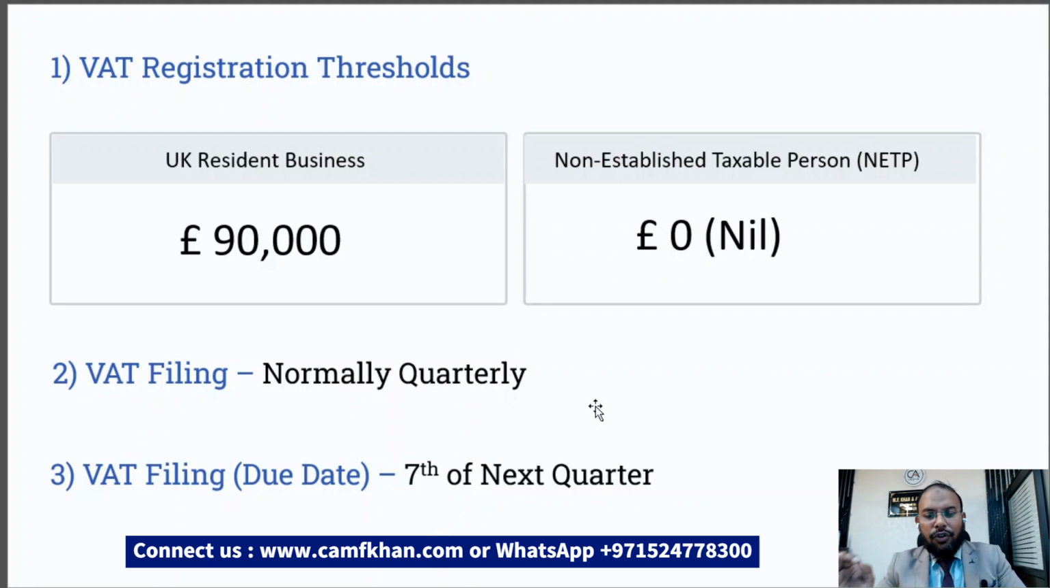Further, what is the due date of the VAT return? The due date is the 7th of the first month of the next quarter. You have to file your VAT return before the due date to avoid penalties. So this is the basic element regarding VAT rate. The standard VAT rate in the UK is 20%. I hope it is clear. Further, we will discuss via an example.